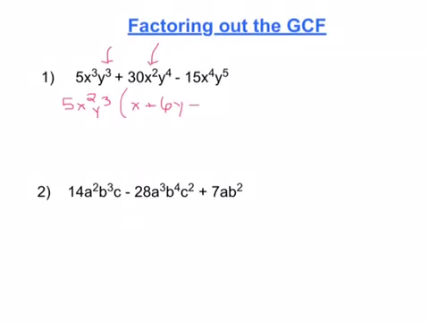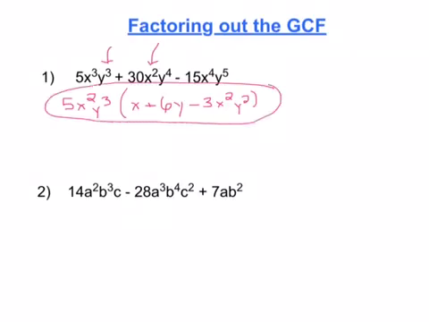15 divided by 5 is 3. x to the fourth divided by x squared is x squared. Again, you subtract the exponents when you're dividing. And then y to the fifth divided by y to the third is y squared. So this is your final answer.